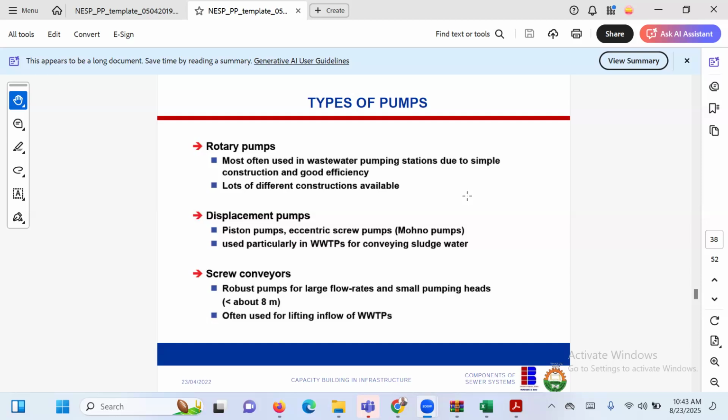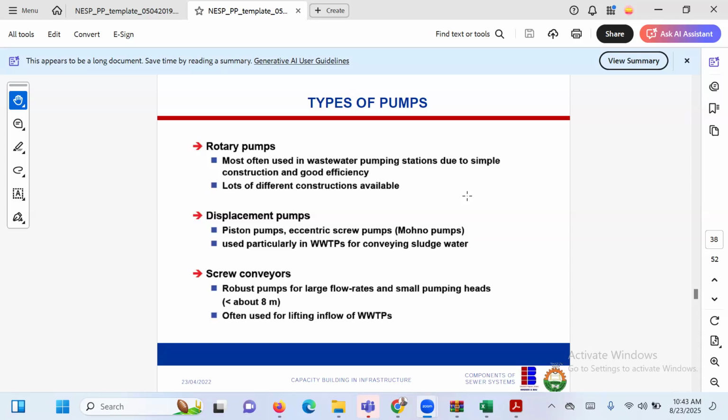Then you have the screw conveyors. He said they are robust pumps for large flow rates and small pumping head. Okay, I think the Archimedes screw falls into this one. So they usually don't have too much head. 12 meters, 10 meters, 15 meters, 18 meters, which is normally the difference between the position of the intake of the treatment plant and the primary sedimentation basin. We'll all come to that.